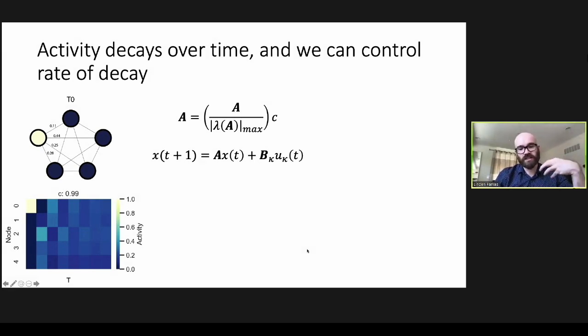Without going into details, setting c at 0.99 ensures that the activity spreading throughout the system decays over time. And you can see this quite clearly in the toy network I showed at the start of the talk. You can see that the activity reduces and will eventually go to 0 over the x-axis if we ran it out for more time points. And just also note that if we were to set it at exactly 1, then the activity would never decay and just continue to circulate throughout the system.